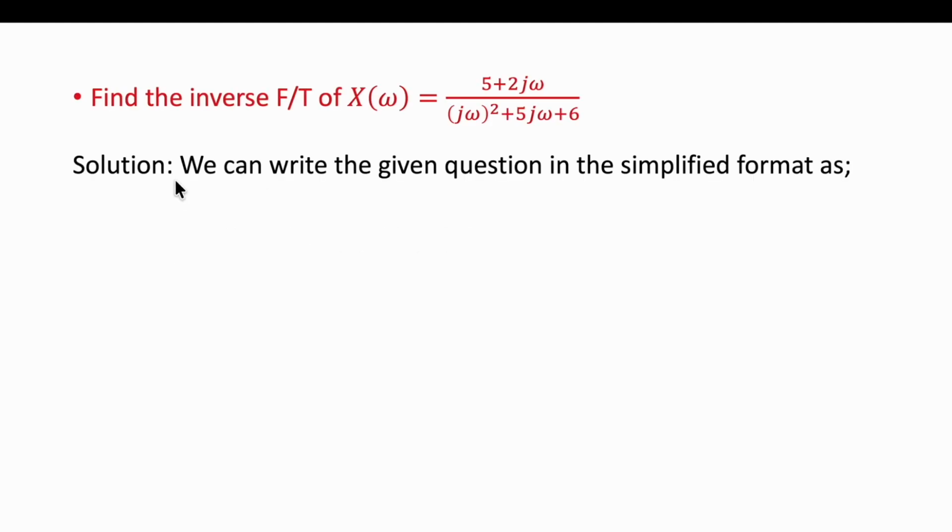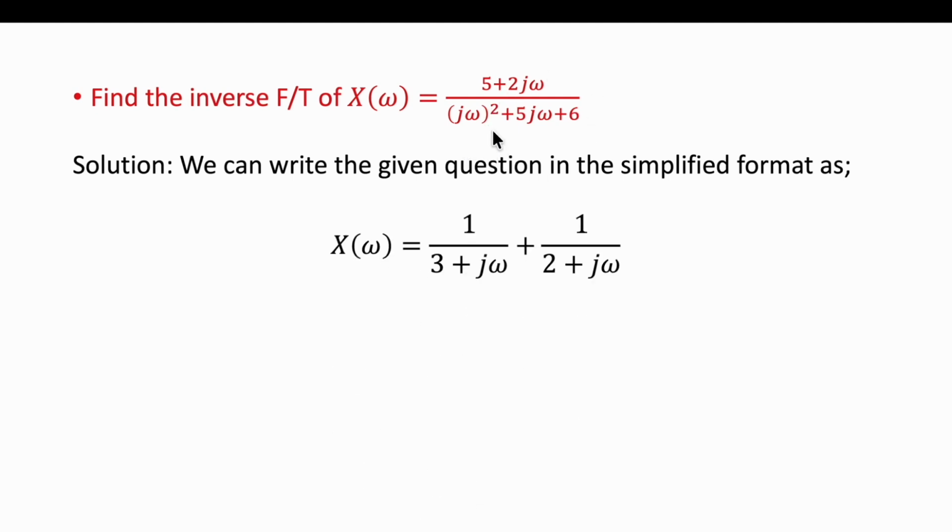The second question is to find the inverse Fourier transform of X(ω) = (5 + 2jω) / ((jω)² + 5jω + 6). Again you need to use the same identities and simplify. But before that you need to simplify this expression so that you have the same format as we used in our previous question.